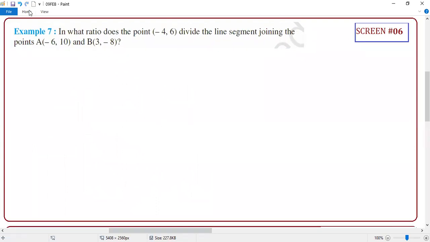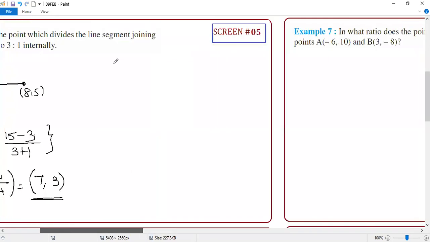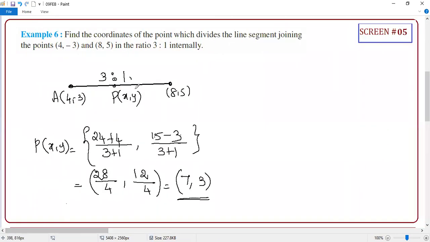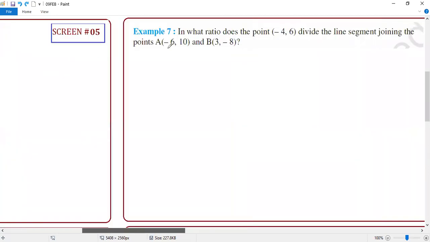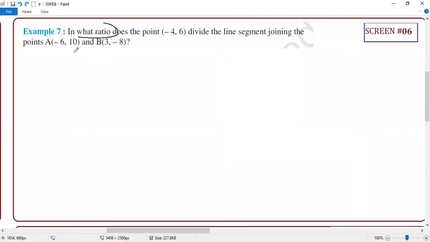Now, in what ratio? Guys, this question is different. In the earlier question, the ratio was given and you needed to find the point. This time, the point is given, but you need to find the ratio. The diagram is the same. I'll draw the diagram too, one straight line. Whenever there is this kind of question, it's simple work; hardly a minute to draw.